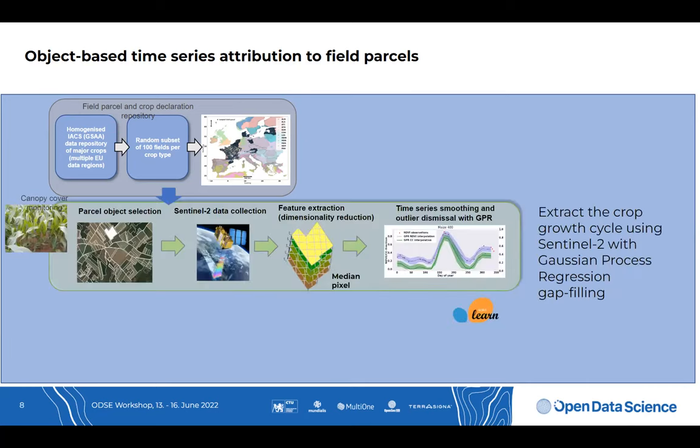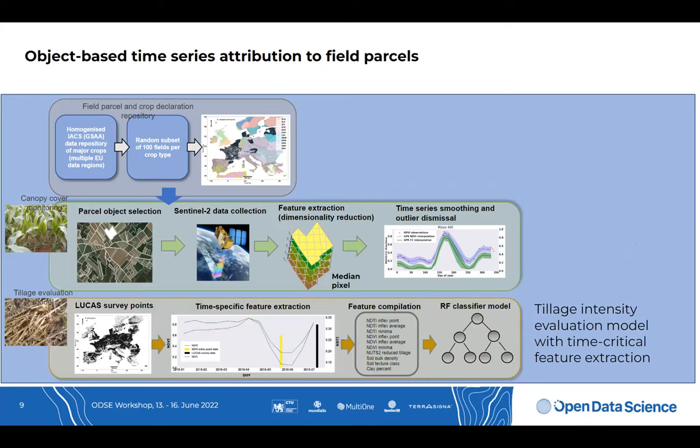What I should also mention is currently we don't have the full member state coverage. It's being pushed to have more and more data. And then secondly, we associate, well, the Sentinel-2 acquisitions with each field parcel. And we can also associate a crop declaration and we can see how the crop has grown through time. And we do this using a mixture of satellite acquisitions and then gap filling, outlier dismissal, typical processes in time series remote sensing.